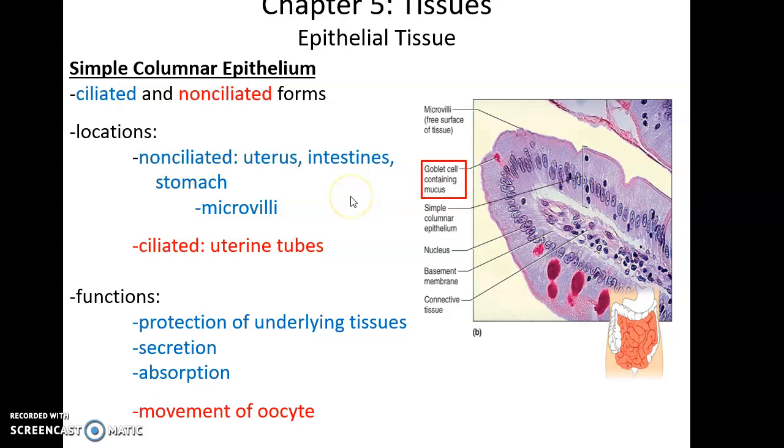Then we have ciliated simple columnar epithelium, and that's found, for instance, in the uterine tubes. So the cilia beat, and it moves fluids in the uterine tube, which then moves the oocyte toward the uterus. So functions: the non-ciliated version is involved in protection of underlying tissues, in secretion of substances such as mucus, so this dark red stuff is supposed to be mucus, and absorption, very important in the intestines, absorbing nutrients. And for ciliated, it has an important function for the movement of the oocyte.